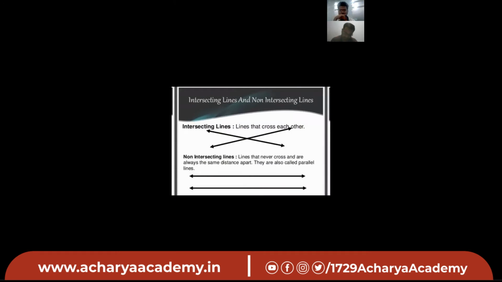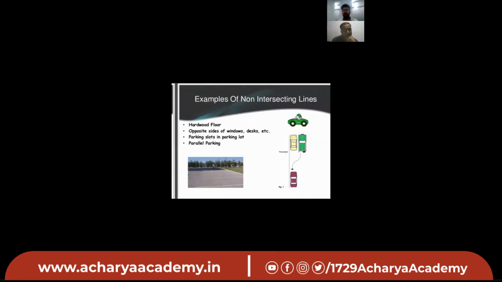Then here are intersecting lines and non-intersecting lines. Intersecting lines are lines that cross each other. Non-intersecting lines are lines that never cross and are always the same distance apart. They are also called parallel lines. Intersecting lines meet each other and parallel lines never meet each other. These are examples of intersecting lines in daily life. You can see here on the screen.